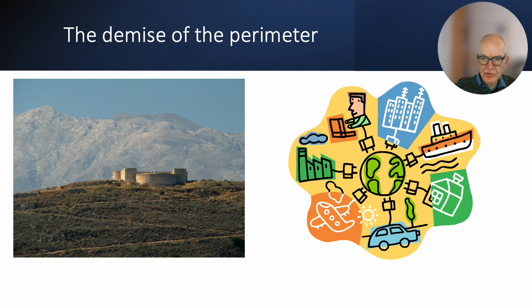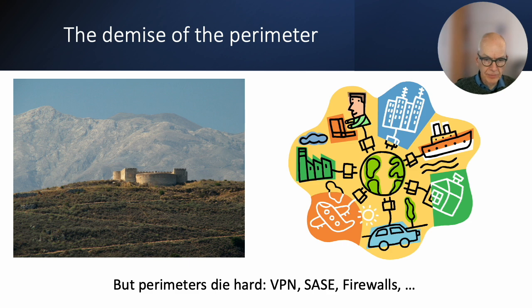On the right hand side you see a depiction of how the world is completely connected. And that perimeter doesn't really work, so we need different perimeters. Perimeters, however, die hard. There's VPNs, there's firewalls, SASE, lots of things. So we need micro perimeters, but how do we organize that at scale?